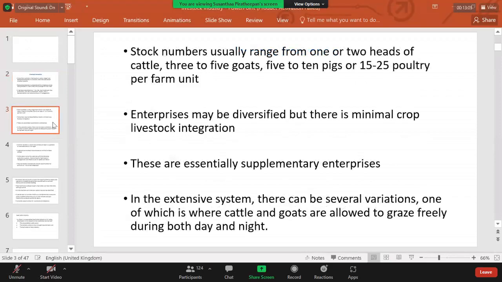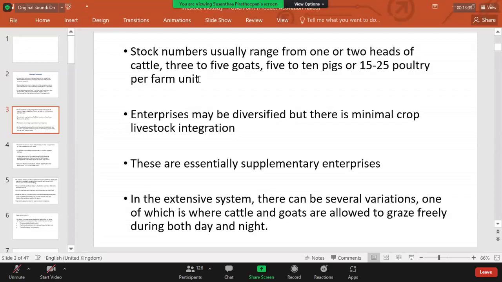The stock numbers usually range from 1 or 2 heads of cattle, 3 to 5 goats, 5 to 10 pigs, or 15 to 25 poultry per unit farm. So this is for the backyard. Okay, you can have 1 or 2 cattle. 3 to 5 goats, very few, very less, not more than that. 5 to 10 pigs, that depends. 15 to 25 birds, a little higher because of the size. So that's for the backyard production.